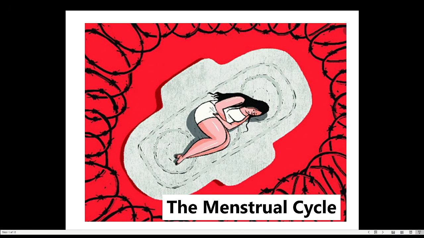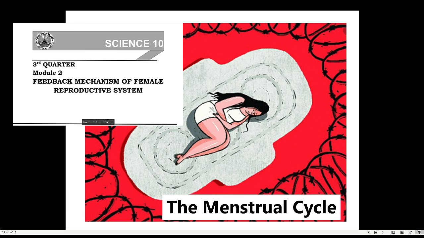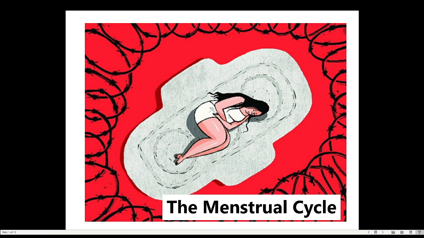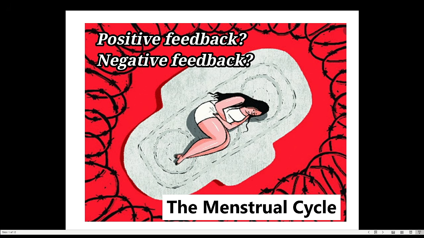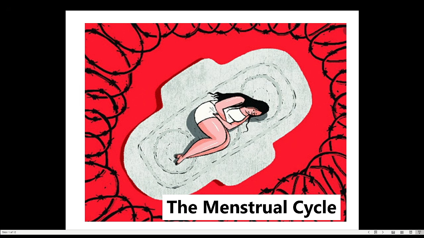Once again, I am Ma'am Dea, and for today, we will be discussing Module 2 of Grade 10 Science, which is entitled Feedback Mechanisms in Female Reproductive System. On your screen, you can see that the title I used in my presentation is the menstrual cycle, because we will be starting with this concept and then relate this to the different feedback mechanisms that are happening in our body, in particular, positive and negative feedback mechanisms.